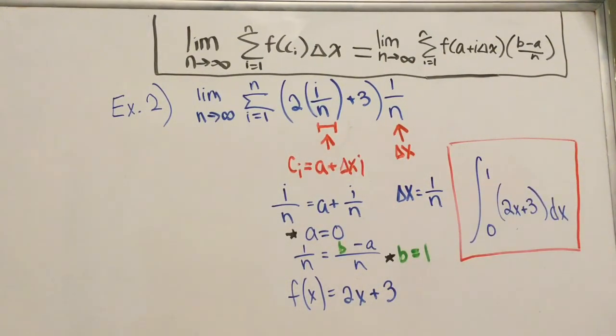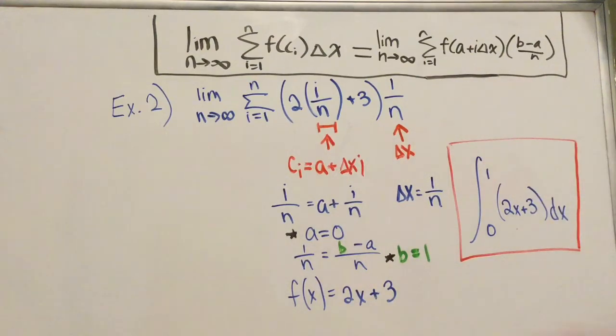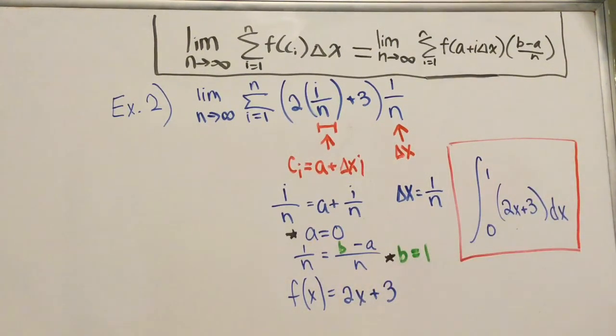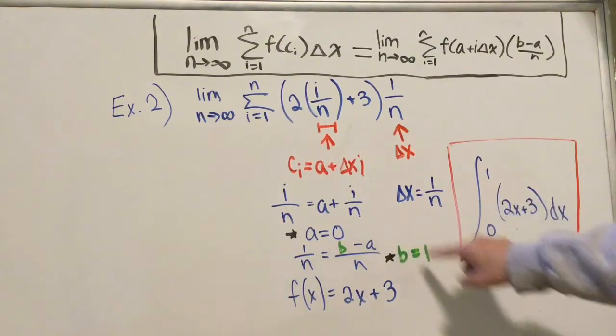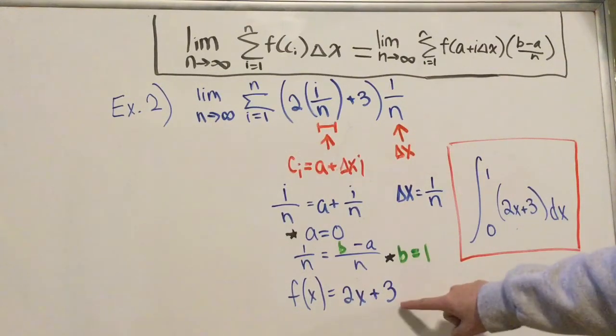So now we want to figure out what the value of b is. So we have delta x is equal to b minus a over n. So 1 over n is equal to b minus a over n. If you plug in 0 as a, you can figure out that b equals 1. And by looking at this, we can figure out that the original function is equal to 2x plus 3.